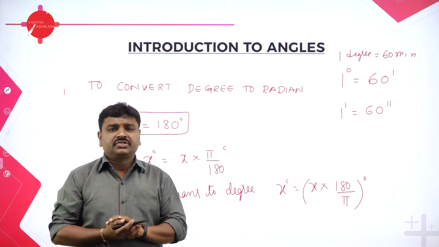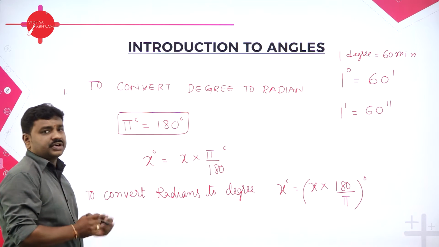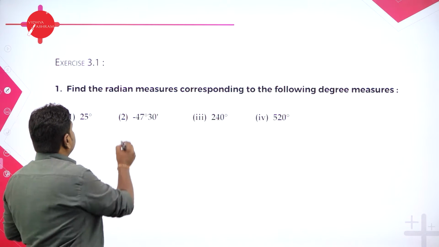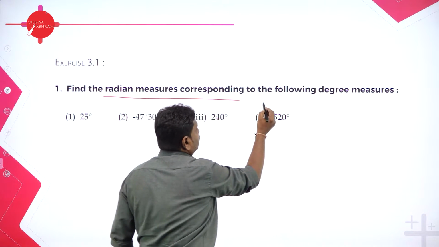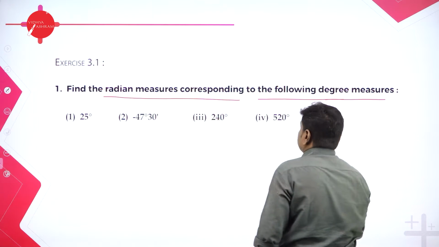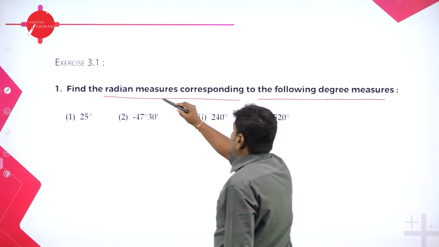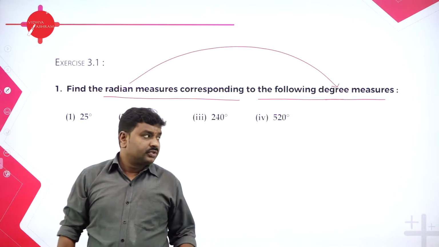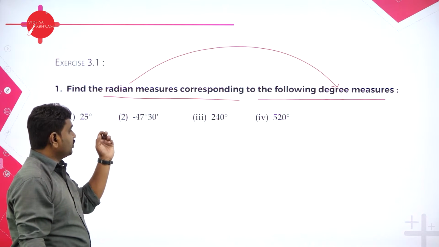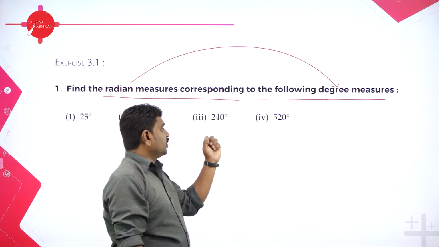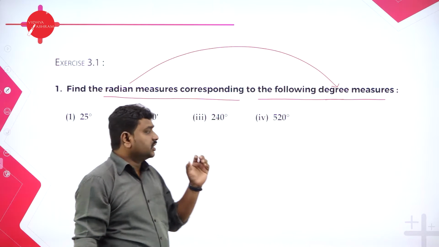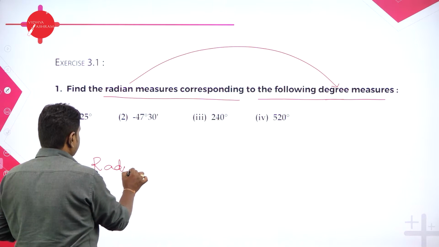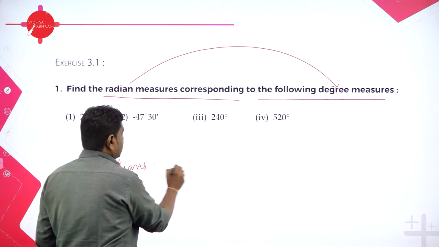So in first exercise 3.1, we'll have conversions. The first, they want radian measures corresponding to the following degree measures. Given the following problems in the exercise: 25 degrees, minus 47 degree 30 minutes, 240 degrees, 520 degrees. They want you to convert all these to radians.